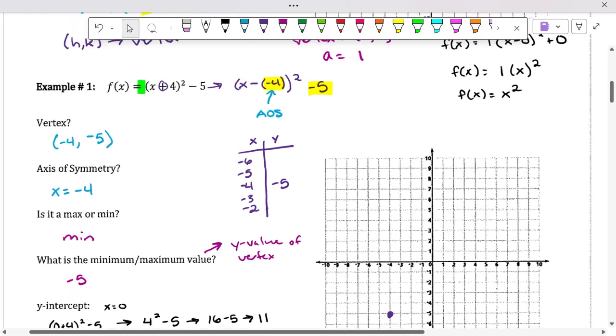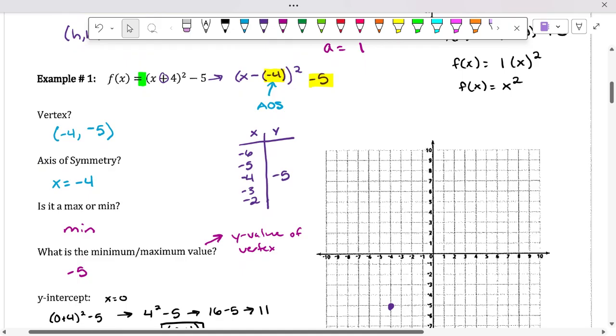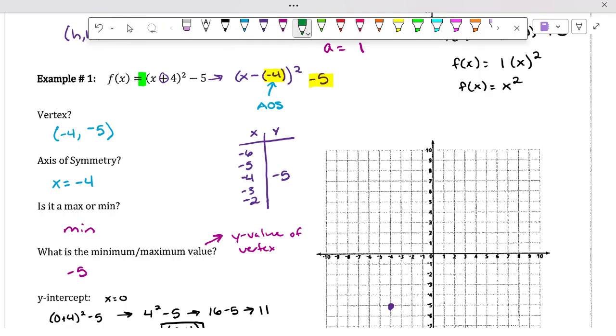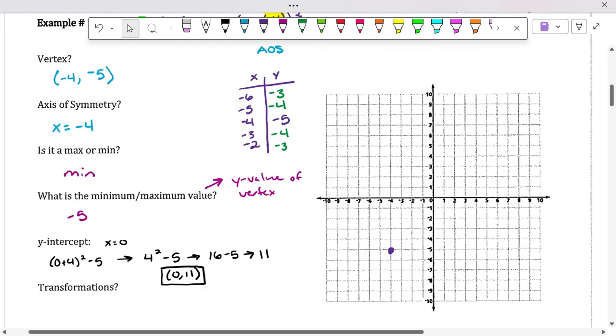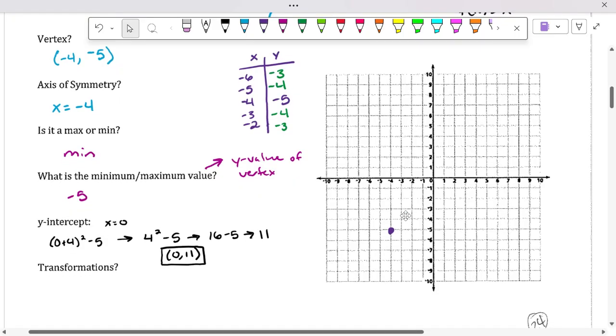All right, so what's negative 3 plus 4? 1. What's 1 squared? 1. And then what's 1 minus 5? Negative 4. So negative 5 should also be negative 4. All right, what's negative 2 plus 4? 2. What's 2 minus 5? Negative 3. All right, so I'm going to take a moment and graph these.